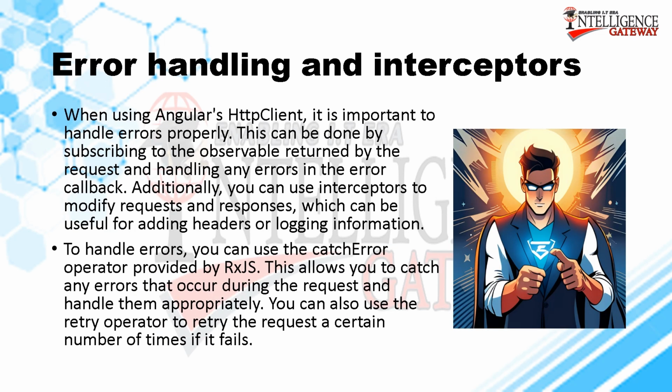Error handling and interceptors. When using Angular's HTTP client, it is important to handle errors properly. This can be done by subscribing to the observable returned by the request and handling any errors in the error callback. Additionally, you can use interceptors to modify requests and responses, which can be useful for adding headers or logging information. To handle errors, you can use the catchError operator provided by RxJS. This allows you to catch any errors that occurred during the request and handle them appropriately. You can also use the retry operator to retry the request a certain number of times if it fails.